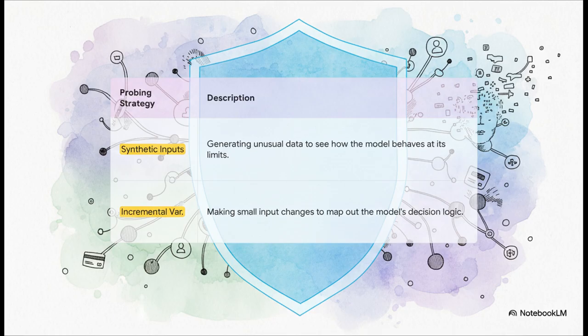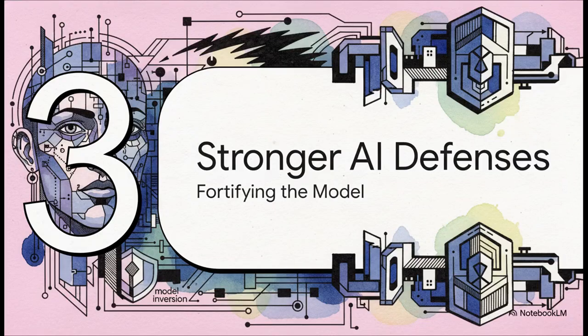Another cool technique is incremental variation, where they might take an image and just change it pixel by pixel, just to see the exact moment the AI's decision flips. It's like a high-tech game of hot and cold. Of course, the whole point of finding these weaknesses is to fix them, right? The discoveries made by pen testers are what tell us how to build tougher, more secure AI.